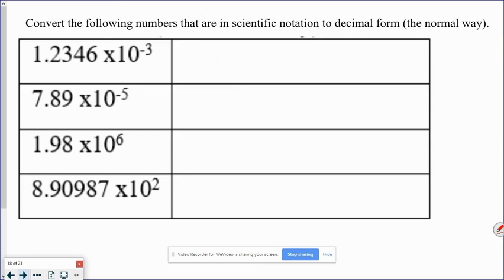Convert the following numbers that are in scientific notation to the decimal form. So again, why don't you try these on your own? See how you do.